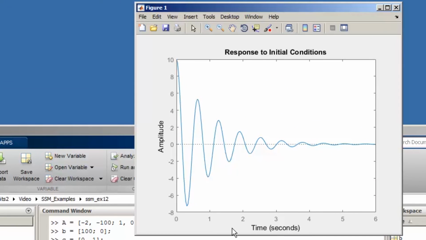There's the response. It starts out at 10, which is my initial value of y. It goes to 0. Any natural response should eventually die out, and it oscillates. If I check the damping ratio, the damping ratio is less than 1, so it's underdamped, and this all seems very reasonable.